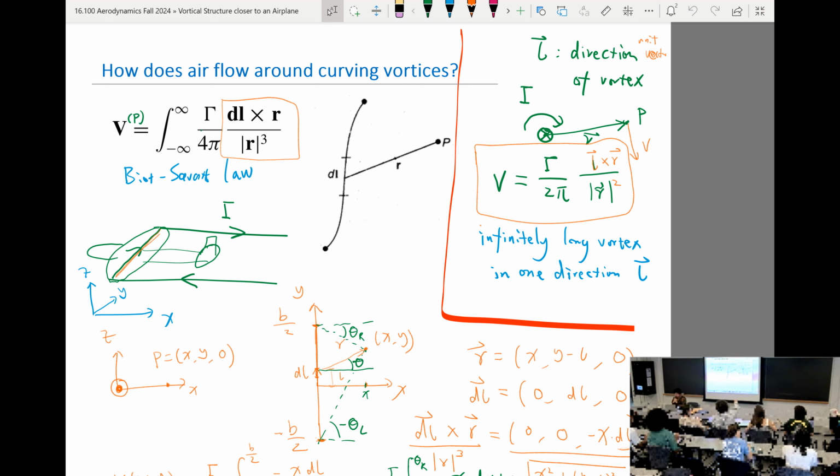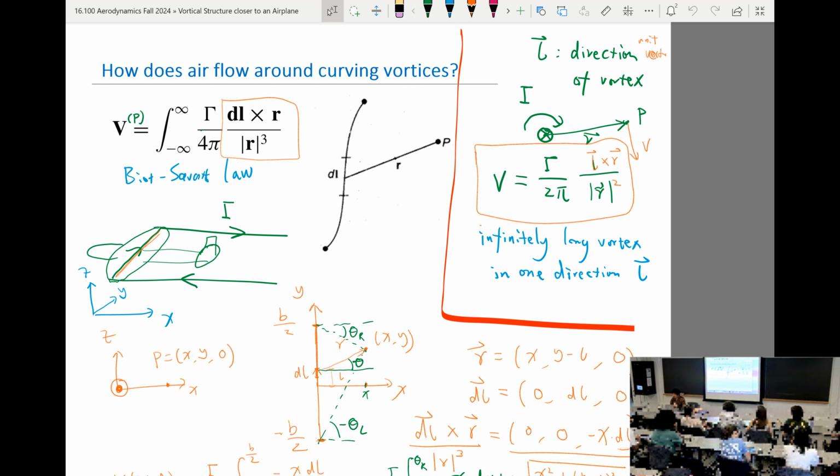L is the direction of the vortex. In this particular case, if the vortex is rotating this way, you use the right-hand rule. Your thumb is the direction of this L. In this case, if L points inward and r points towards P, then L cross r, the velocity, would be downward. Okay, right-hand rule.